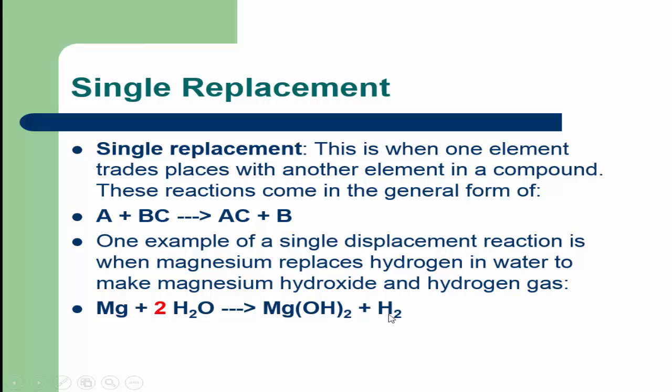Notice again, it's diatomic. And again, recognize that this is single replacement because magnesium, that's A, reacts with a 2-element compound, BC. B is hydrogen, C is oxygen. A combines with C, magnesium hydroxide, and you are left with hydrogen. It's also, of course, combined with some hydrogen as well, but we're not going to worry about that.